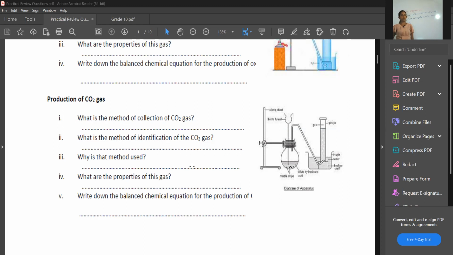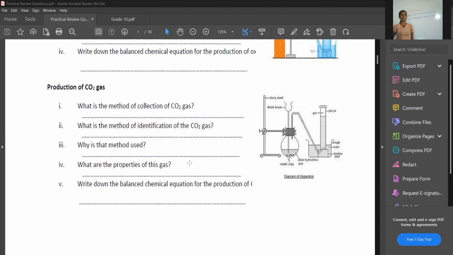Why is that method used? Because it gives a color change. There should be an observable reaction, Pute, to identify a gas. So here, colorless lime water turns milky. There is a color change. That is why we use this method.